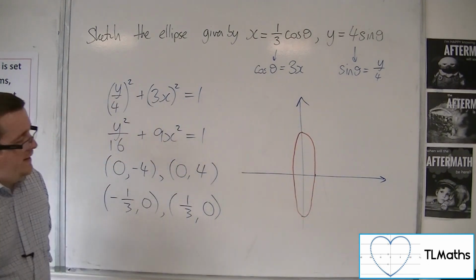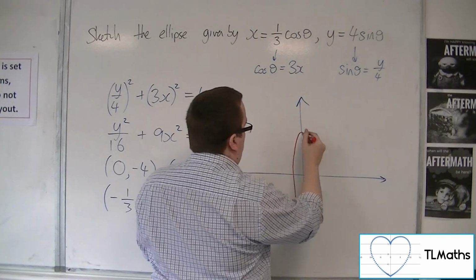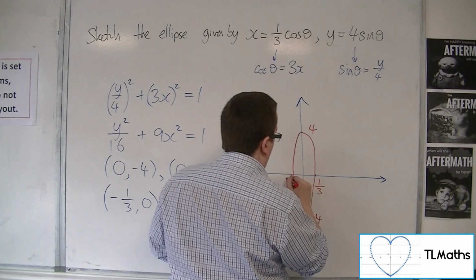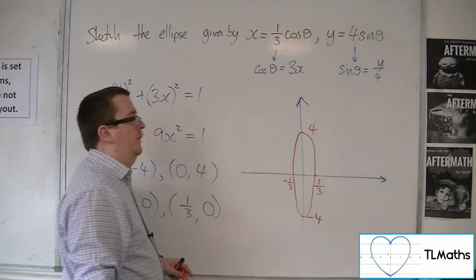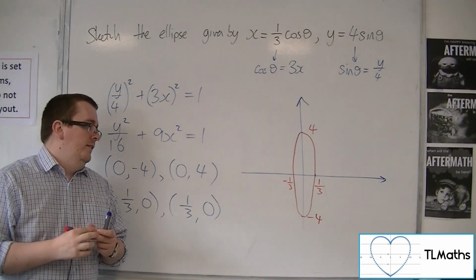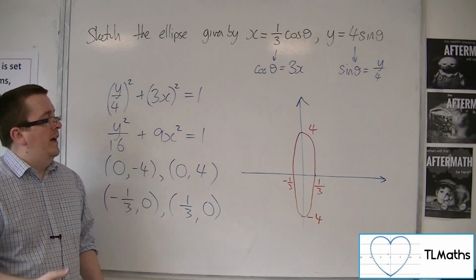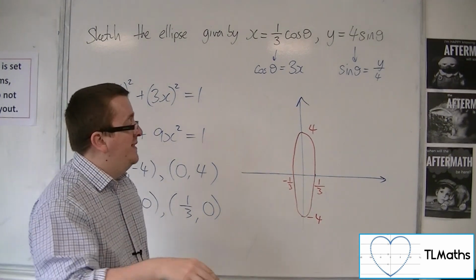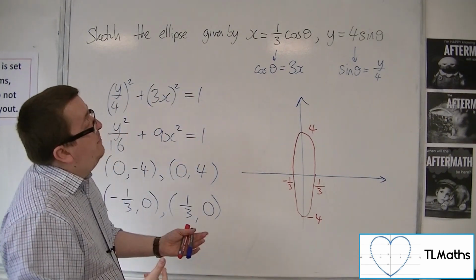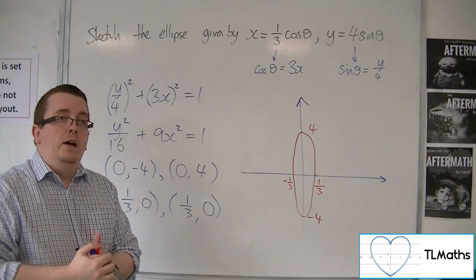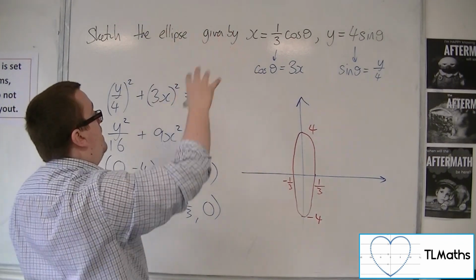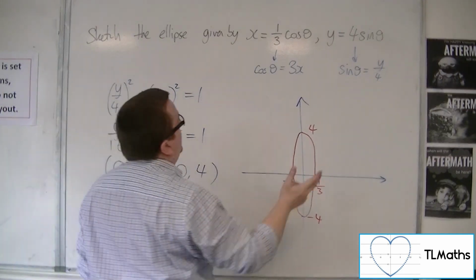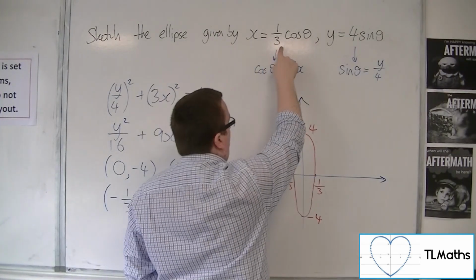Doesn't need to be perfect, and that's far from perfect, but as long as you are identifying the important points and it's clear that it is fairly elliptical, then you have your curve. And what you should be able to identify here is that maybe you could have gone straight from the parametric equations to the curve in question, because you can see that this is crossing through 1/3 and -1/3.